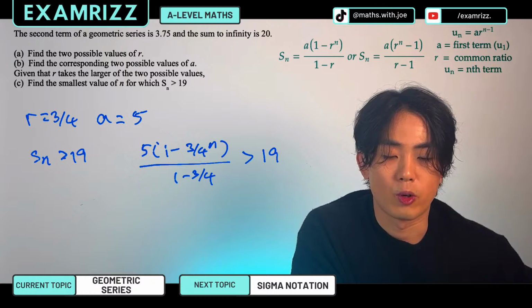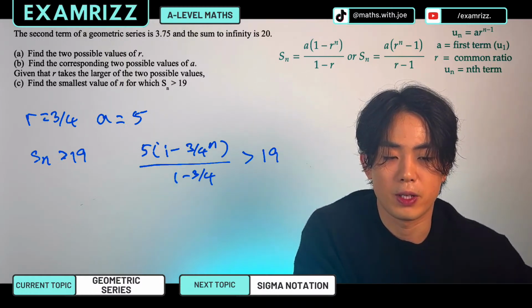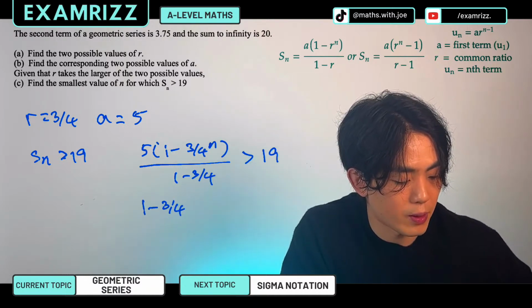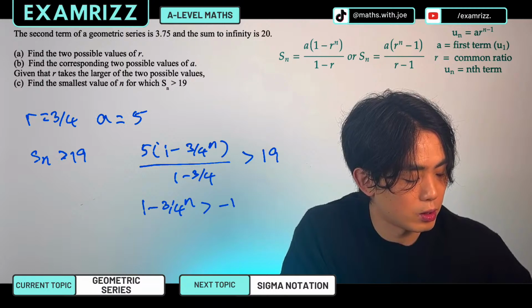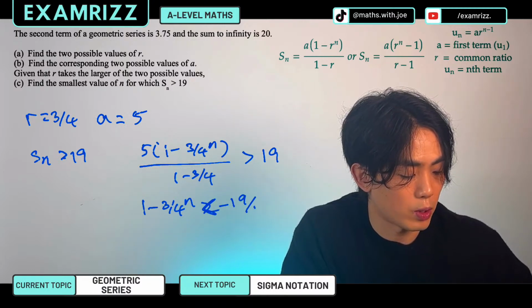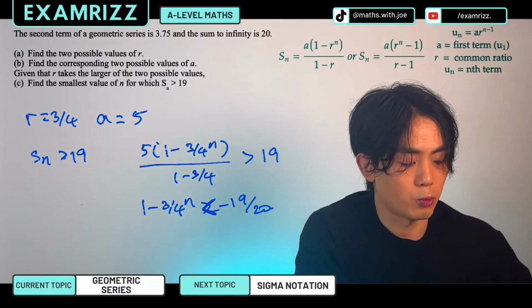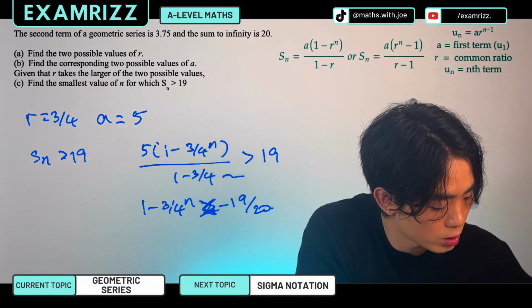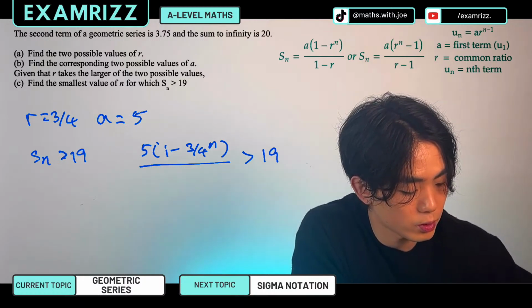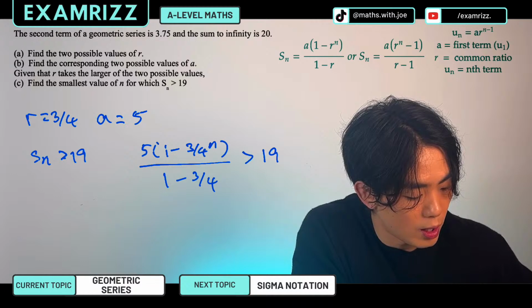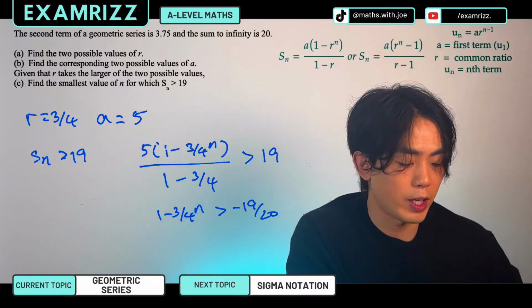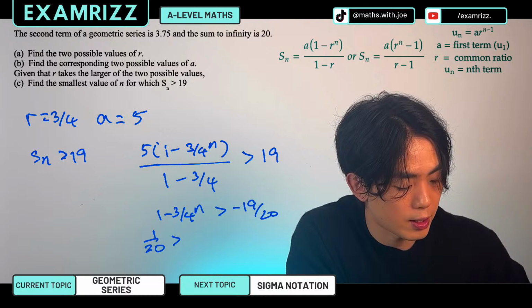This is the Sn formula, and we're trying to find n, so what we can do is simply rearrange this. I get 1 minus 3 over 4 to the power of n is larger than minus 19 over 20. The reason I was going to change the inequality is because this is a negative value, but sorry, it's still larger than. I'll write it out again: 1 minus 3 over 4 to the power of n is larger than minus 19 over 20. Let's rearrange. We get 1 over 20 is larger than 3 over 4 to the power of n.